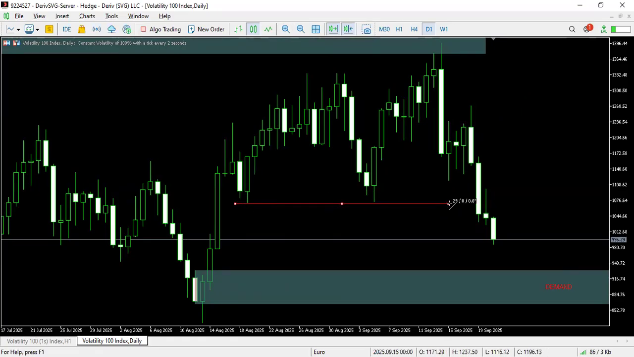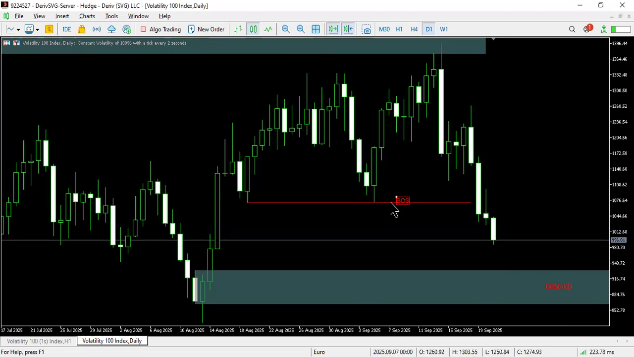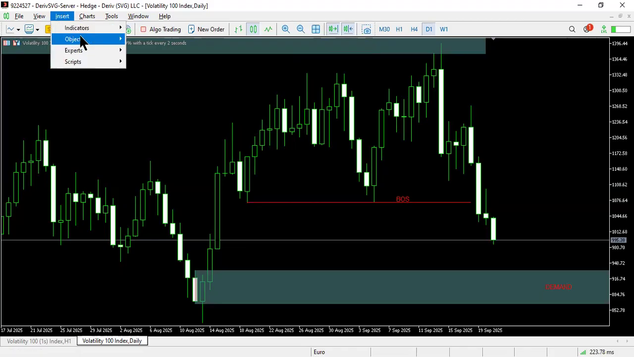So this is what we call a break of structure. This is a break of structure that we've broken. That is a break of structure that had occurred here. Now, this is the order block which caused that break of structure.